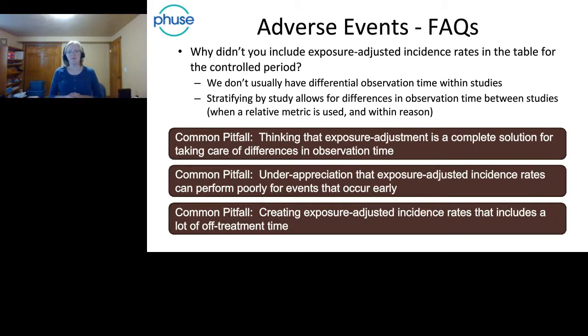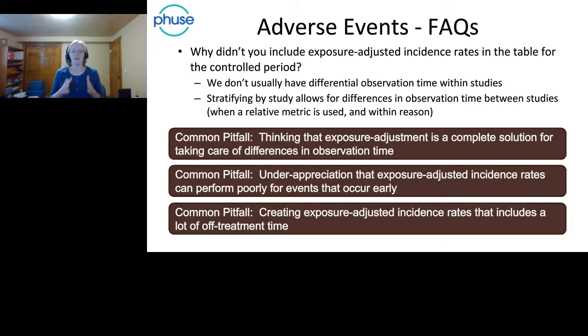Okay, another common question is, why don't we have exposure-adjusted incidence rates in our standard treatment emergent adverse event table? In most cases, it's really just not needed. Little n, big N percent, study size adjusted percents are usually just fine. However, there could be cases where that's not true, right? So certainly if you have differing observational time within studies, you might need to look at alternative methods.